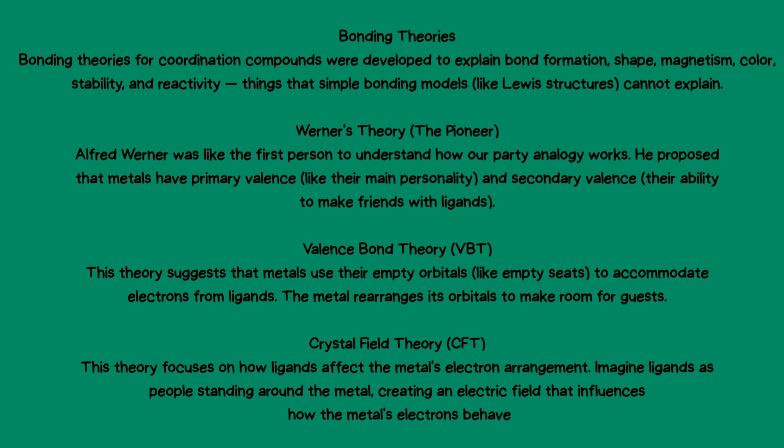Valence bond theory, VBT. This theory suggests that metals use their empty orbitals, like empty seats, to accommodate electrons from ligands. The metal rearranges its orbitals to make room for guests. Crystal field theory, CFT. This theory focuses on how ligands affect the metal's electron arrangement. Imagine ligands as people standing around the metal, creating an electric field that influences how the metal's electrons behave.